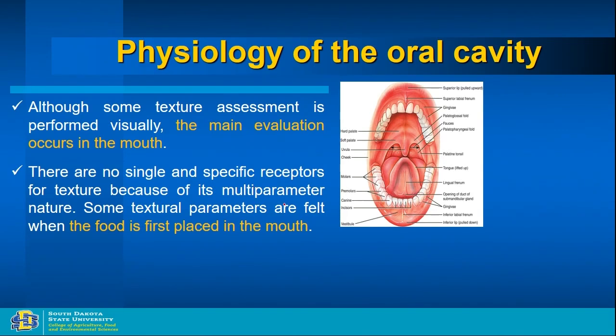Some textural parameters are felt when the food is first placed in the mouth. As soon as you put it in the mouth, depending upon the product itself, sometimes it disintegrates and starts dissolving in your mouth. Immediately, you can realize what kind of food it is, compared to before you even bite it. For example, yogurt and ice cream, you just put it there, they dissolve, and you can evaluate it as soon as you put it in the mouth.